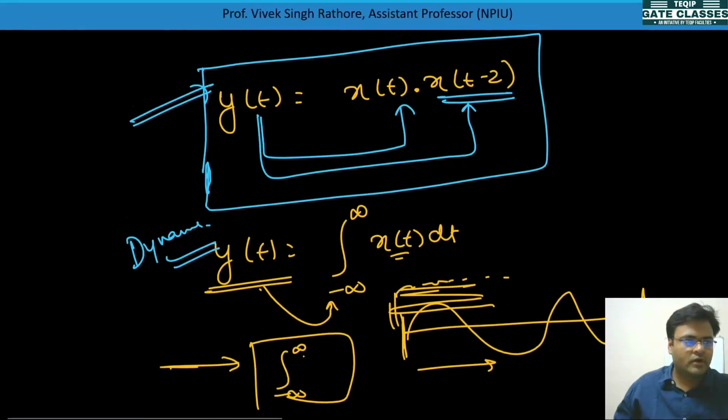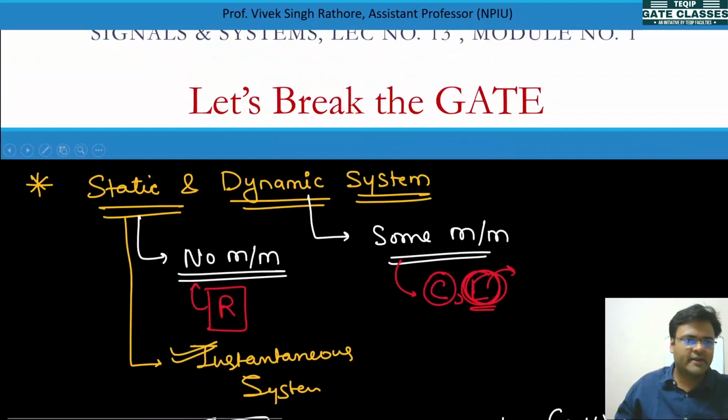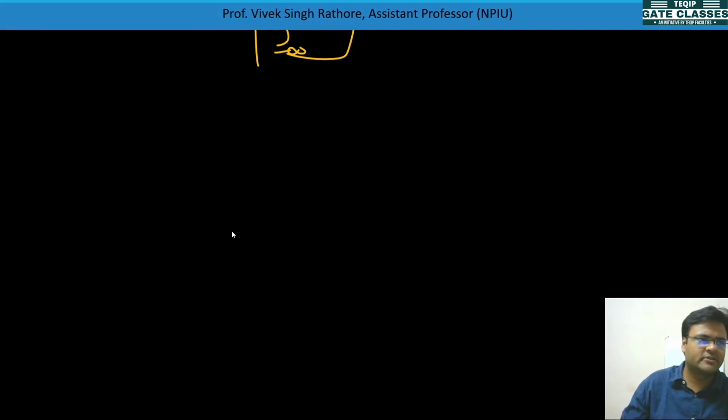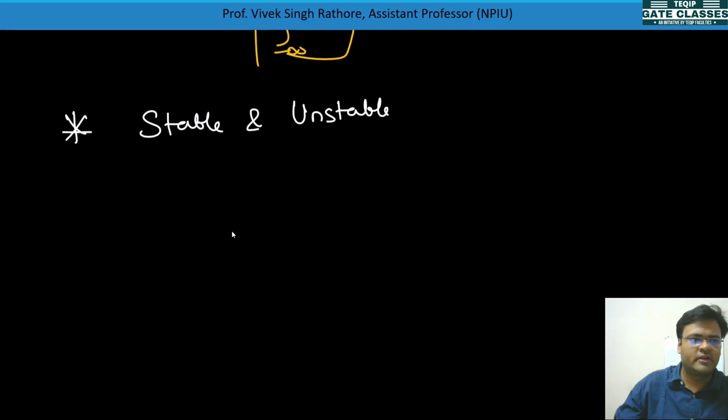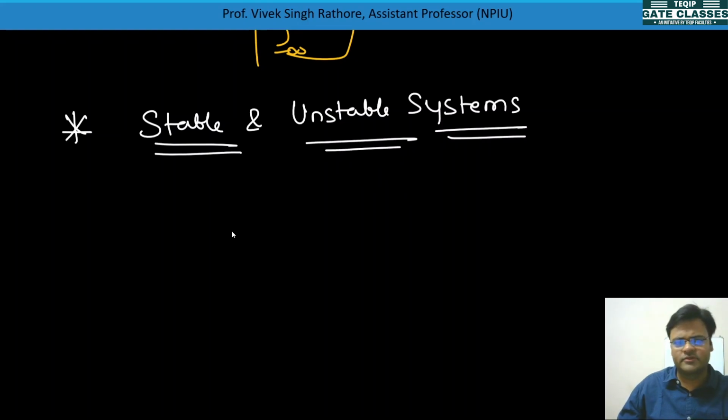Okay, so I think you have understood what static and dynamic systems are. It is not of very much concern, because by seeing the expression or understanding the nature of the system, you can tell whether it is a static or dynamic system. Now we'll see some other type of system, like what are stable and unstable systems.